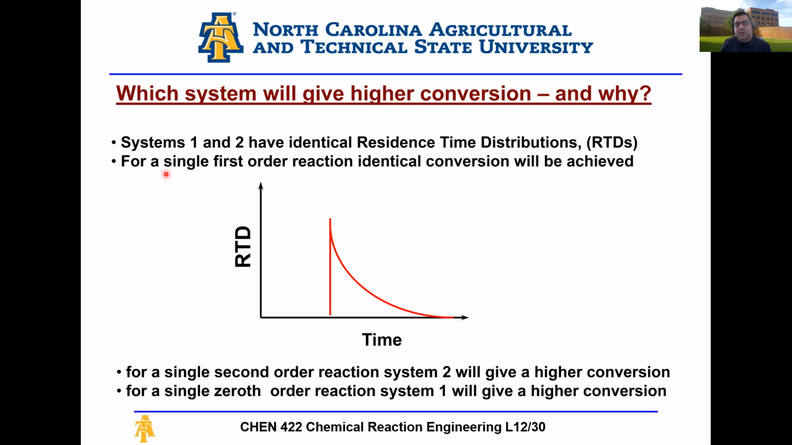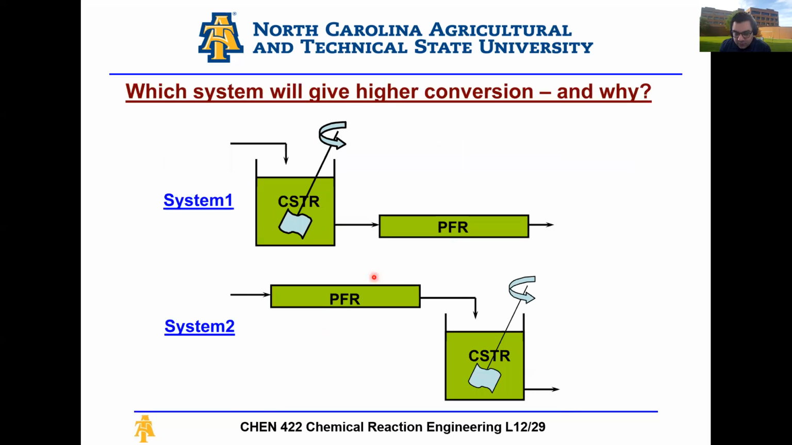So now we need to start thinking about the different rules for picking the best reactor. For a single first order reaction, identical conversion will be achieved. For a single second order reaction, system 2 will give me a higher conversion. For a single zero order reaction, system 1 will give me a higher conversion. So the idea here is that for second order reactions, using a PFR followed by a CSTR will give you a better performance than using a CSTR followed by a PFR for higher order reactions. Whereas for lower order reactions, this system, CSTR followed by PFR, will give you a better performance. For just the first order reaction, they behave exactly the same.